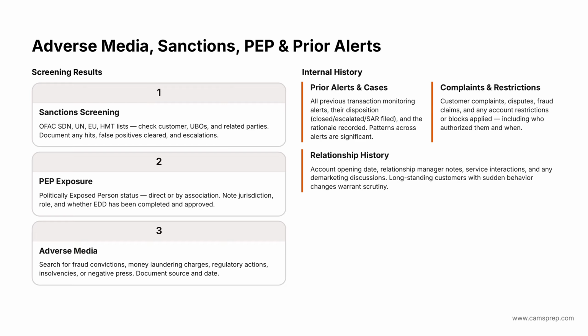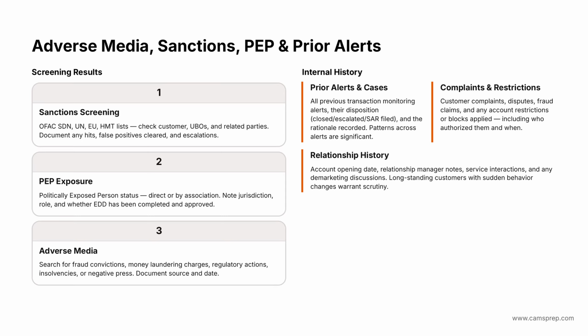Start with sanctions screening. Check OFAC, UN, EU, and HMT lists for the customer, their ultimate beneficial owners, and related parties. Document any hits, false positives cleared, and escalations. Check for politically exposed person or PEP exposure, direct or by association. Note the jurisdiction, the role, and whether EDD has been completed and approved.